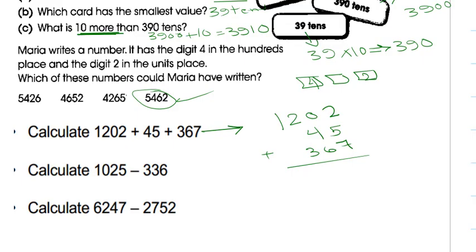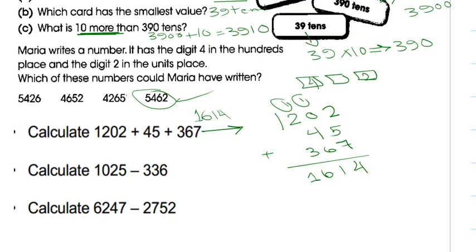Let's add from the right hand side. 2 plus 5 is 7. 7 plus 7 is 14. I can write 4 and carry up 1. 1 plus 0 is 1, plus 4 is 5. 5 plus 6 is 11. 1 and carry up 1. 1 plus 2 is 3. 3 plus 3 is 6. And 1, you will not add anything, so it will be 1614.